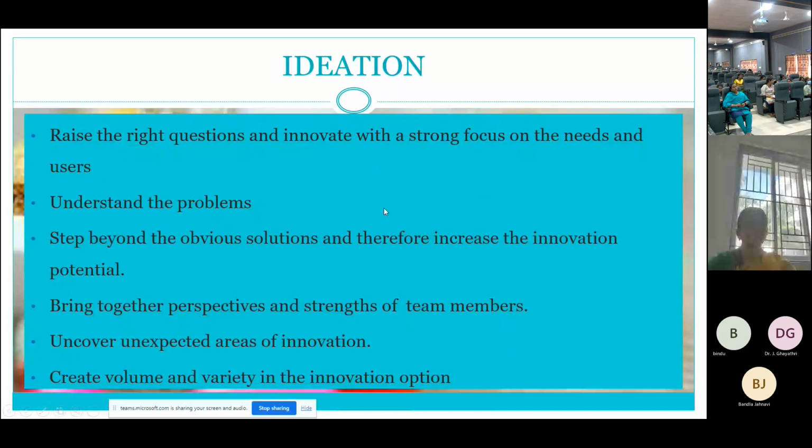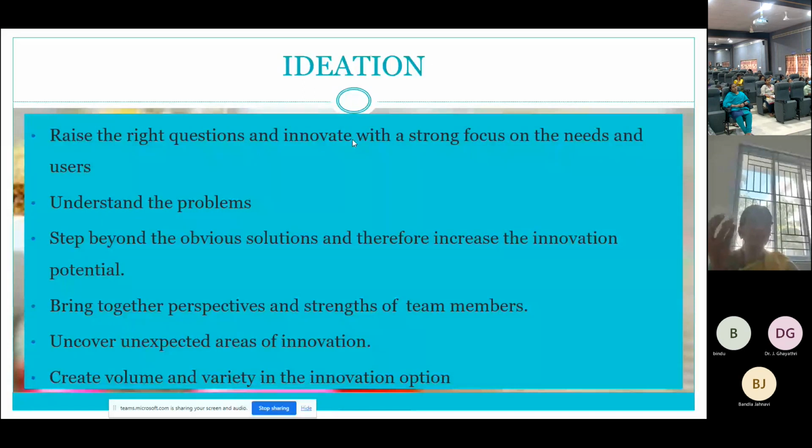Then we are going for the ideation. Ideation means getting the ideas. Problem solving. First, you have to analyze the problem well. You have to come up with the problem statement. Then you have to work on that. When you are working on that, you have to come up with good ideas. So at that time, what you have to do is you have to raise the right questions. Then you have to innovate with a strong focus on the needs, and again you have to focus on the needs and the users' requirements.